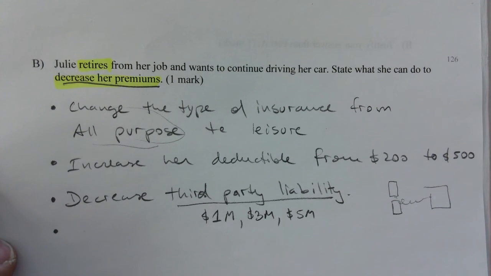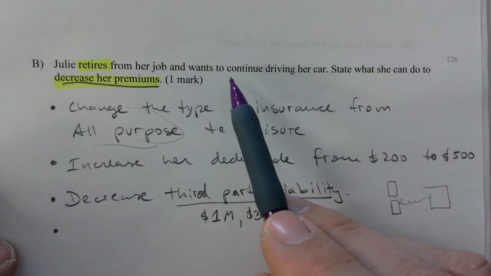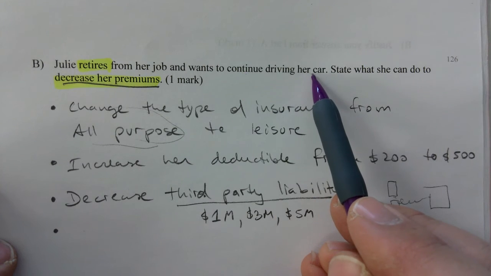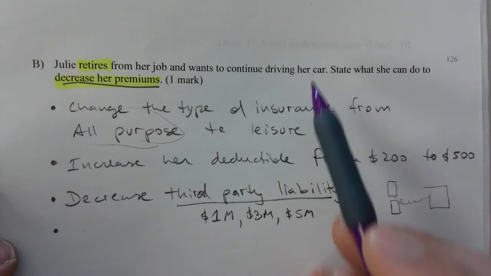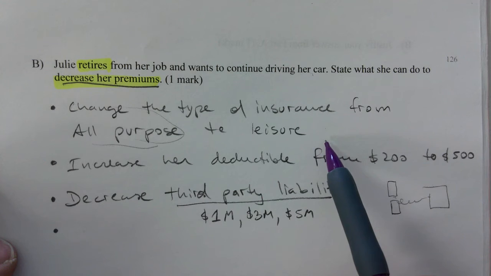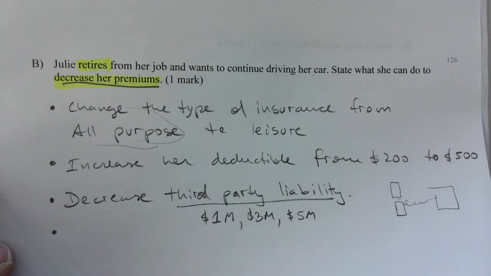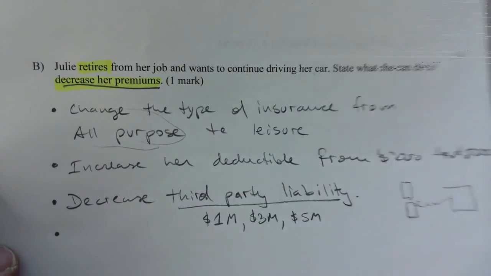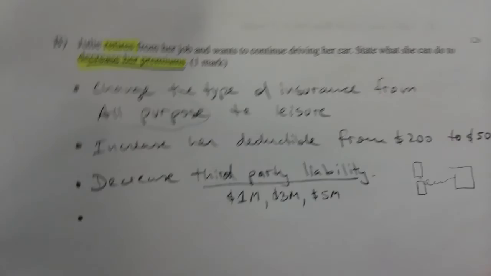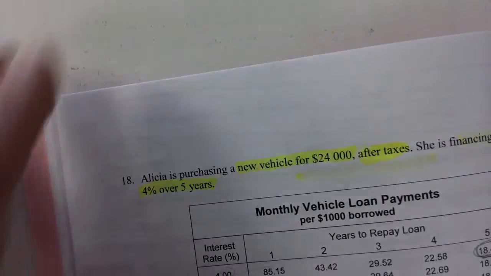One thing, you have to be specific, right? It says she wants to continue driving her car. If you had put down layaway, that's where you store your car and it's still insured, but you can't drive it. That would not be acceptable because she still wants to drive. Okay. All right. Let's go.